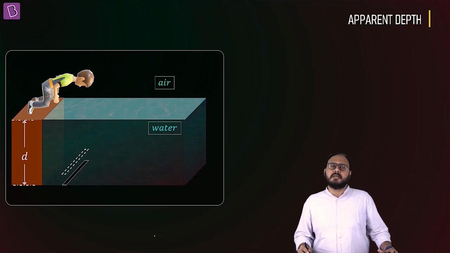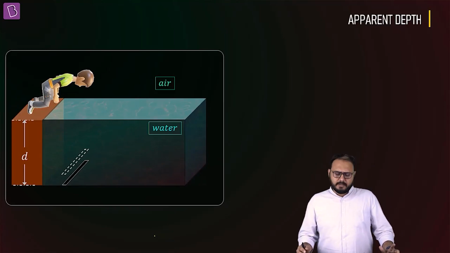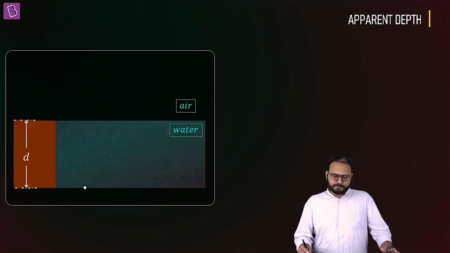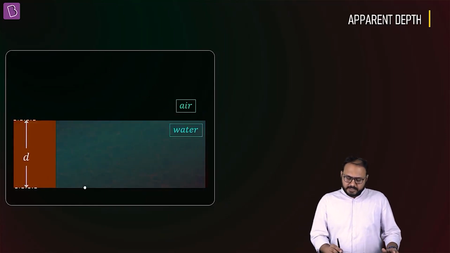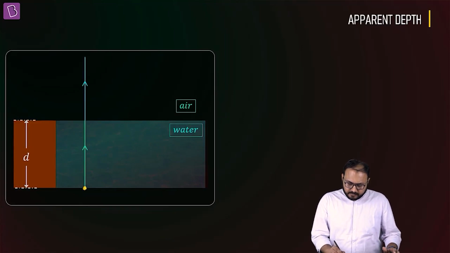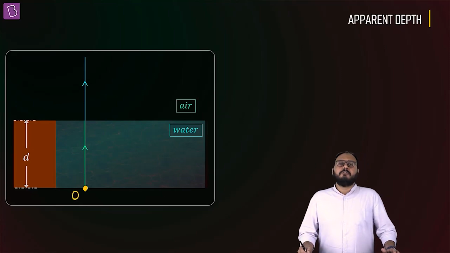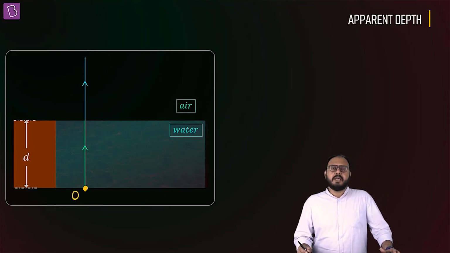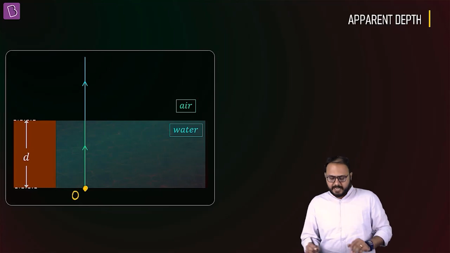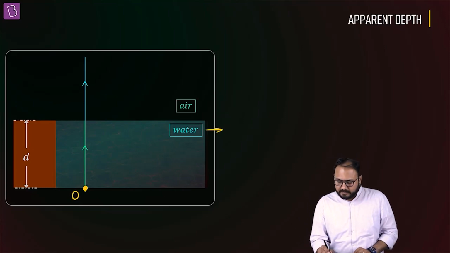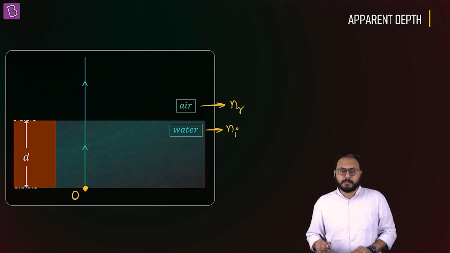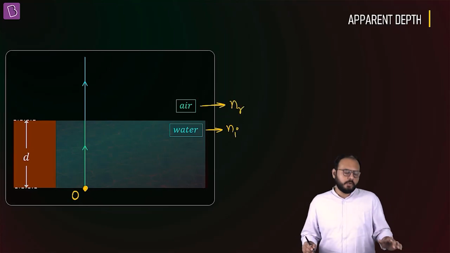So how do you justify that? Simple, refraction. Okay, let me see the diagram. Who is the object here? Let's say this guy is the object. Where is the observer? The observer is in the air. So who is NI? Water is NI. Who is NR? Air is NR, because the rays are going from NI to NR.